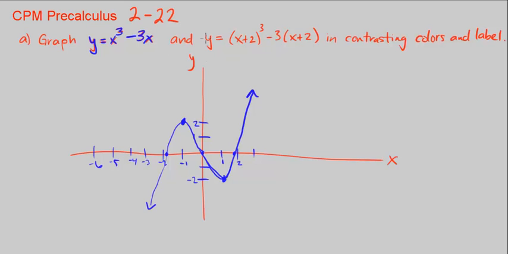In another color, in green, I'm going to graph y is equal to (x plus 2) cubed minus 3 times (x plus 2). Okay, so if I look at this, I can see a difference between the two functions. This one, wherever there was an x here, there's an x plus 2 here. Again, an x here, right? And here, we have an x plus 2 here. So I know what that's doing. That's basically, if everywhere I see an x, I add 2.